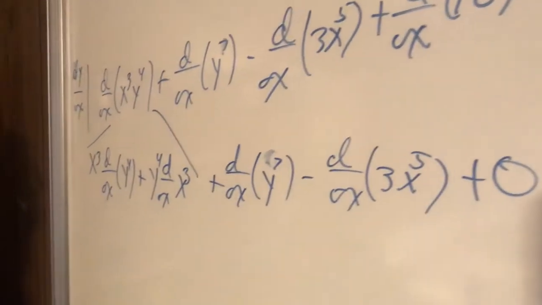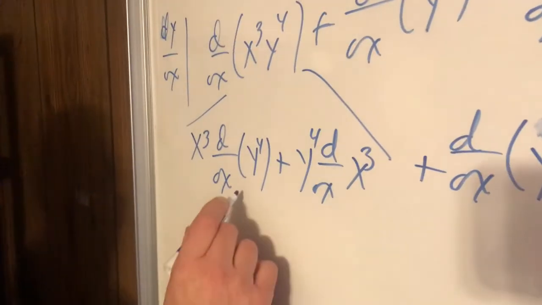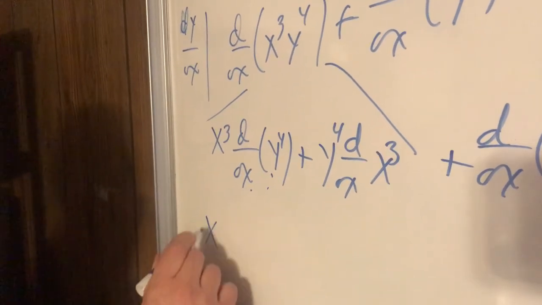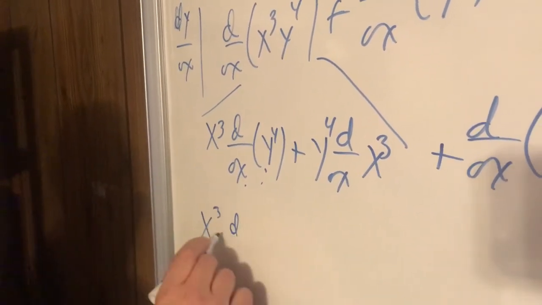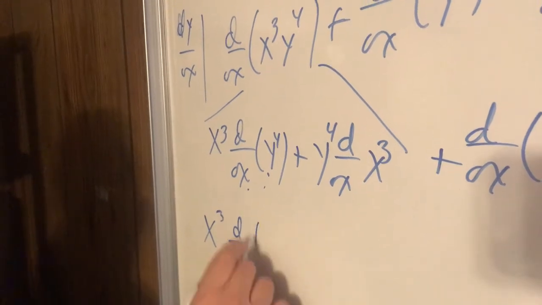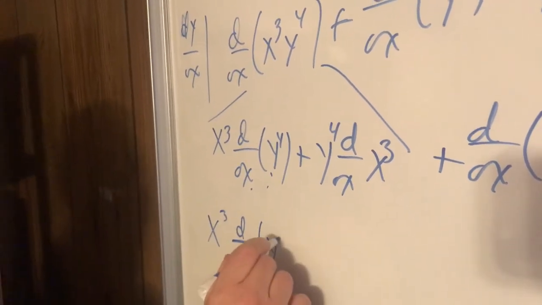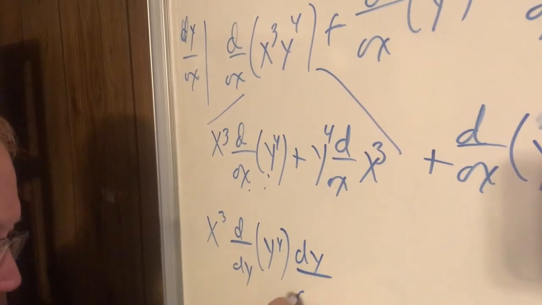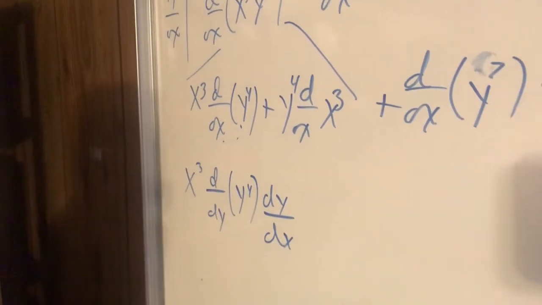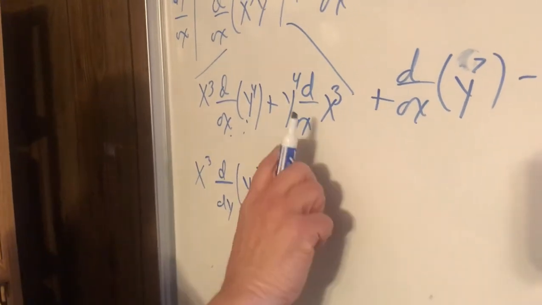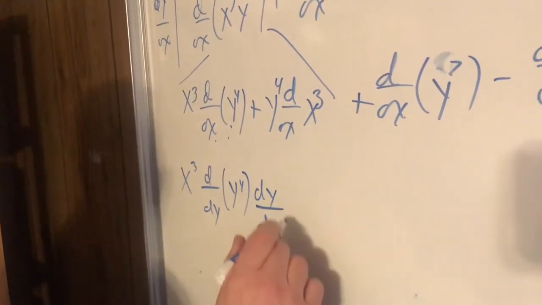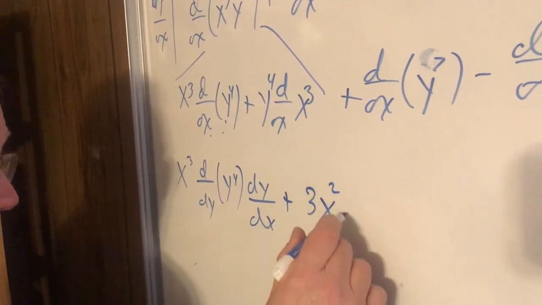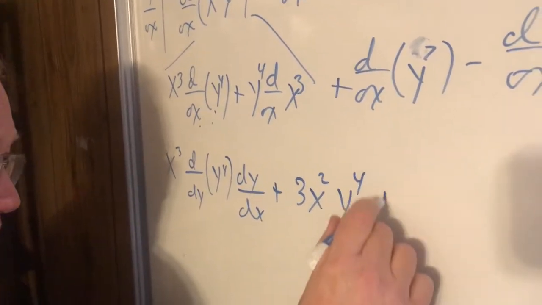So let's do all these now. Here, I cannot take the derivative with respect to x of y, so I have to use my chain rule. So I do d dy. That means now I can take the derivative of y fourth with respect to y, but I have to tack on my dy dx. Otherwise, it's not right. Here is simply x cubed. This is going to be plus 3x squared y to the fourth.